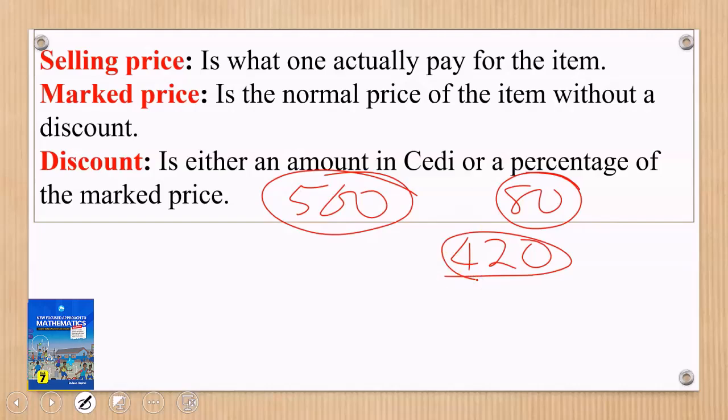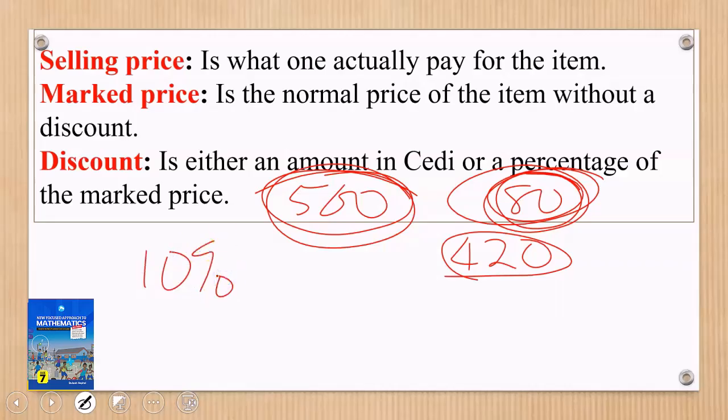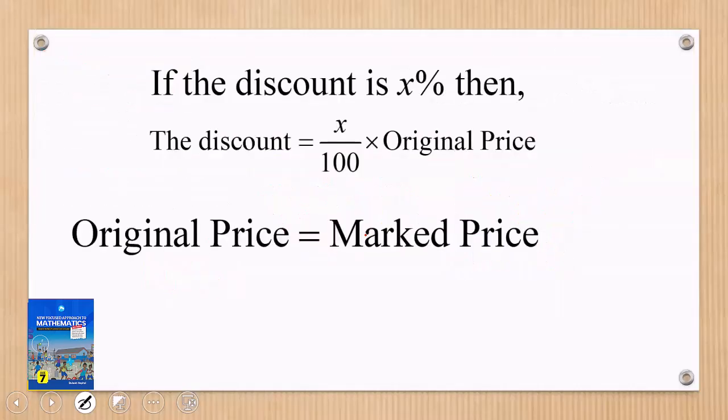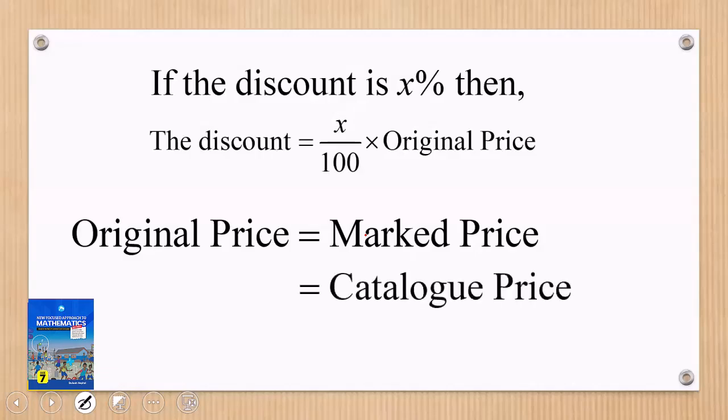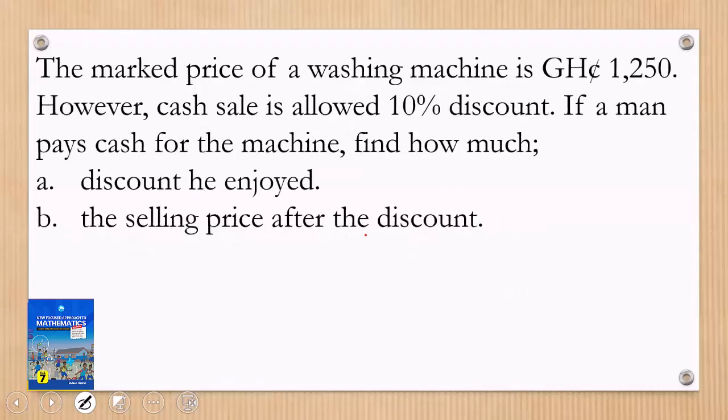In some cases, I won't give you the discount as an amount this way, but I'll tell you that if you buy any product from me worth 500, like the phone, I will give you 10% discount. In that case, you have to calculate the 10% discount of the amount to know how much you will enjoy free. So if it's given to you in percentage, you take the percent over 100 times the original price. This original price can be called mark price, like I said, or catalog price, or exactly 100%. Now let's take an example and see how it works.